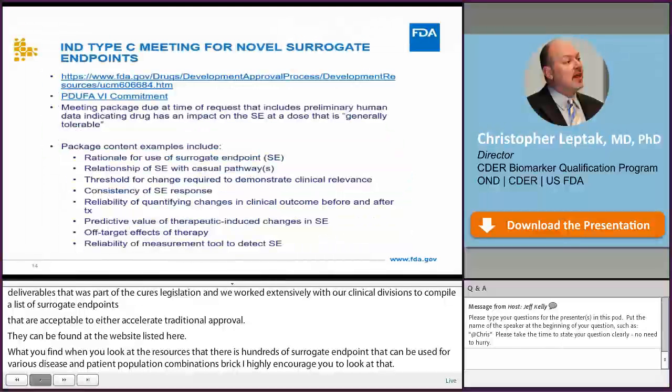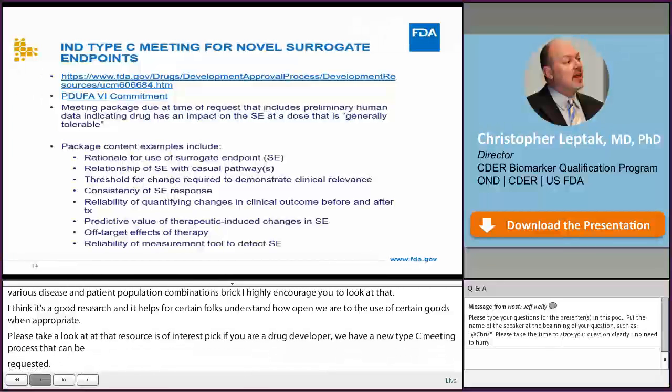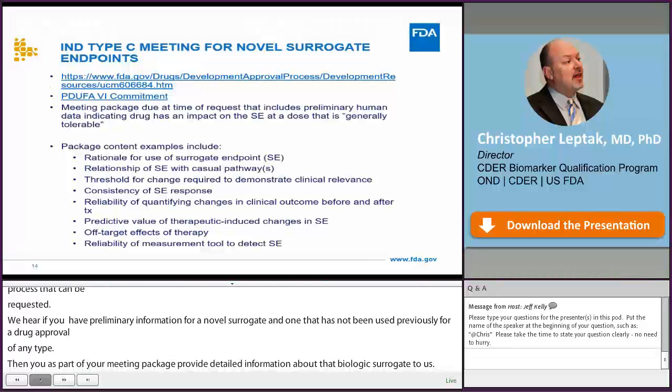Likewise, if you're a drug developer, we do have a new Type C meeting process for novel surrogate endpoints that can be requested. We're here if you have preliminary clinical information for a novel surrogate, one that has not been used previously for a drug approval of any type. Then you, as part of your meeting package, provide detailed information about that biologic surrogate to us. We have an internal discussion. We take it to the DDT committee that I mentioned previously, so we get senior level input, and then we can provide you feedback around your overall proposal.